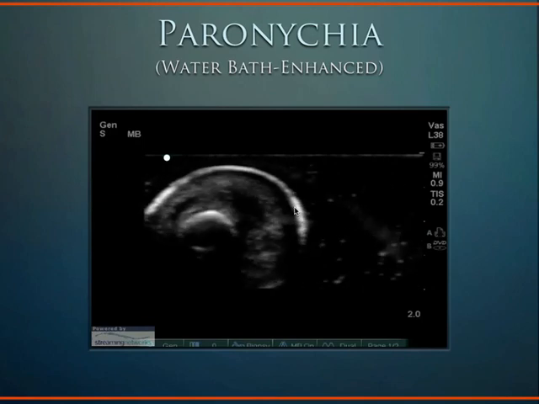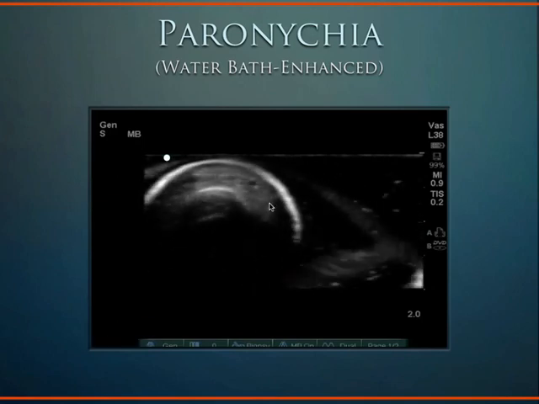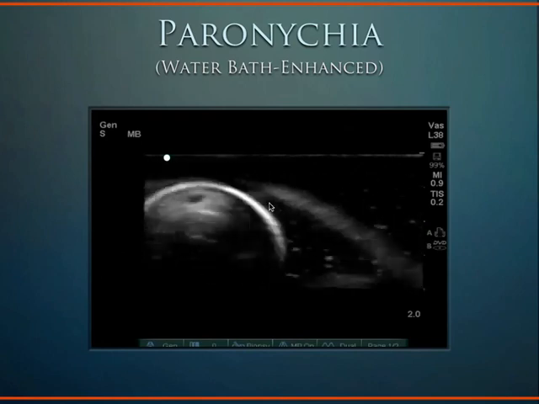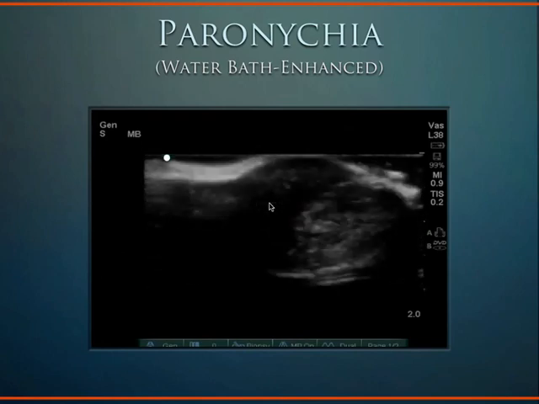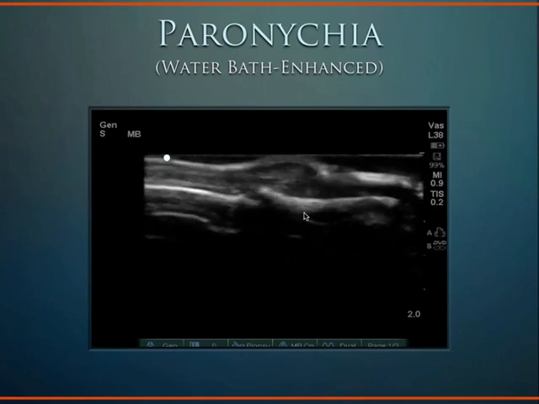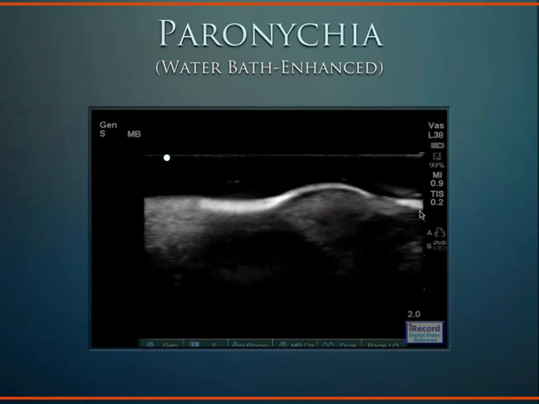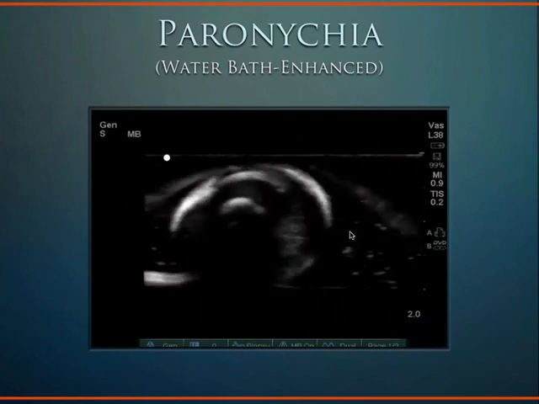Here's another example of paronychia, or infection in the finger that's just adjacent to the fingernail itself, and on ultrasound there's a lot of swelling here of this finger. We can see as we're going through this that was actually the fingernail that was coming through there with the abscess adjacent to it.